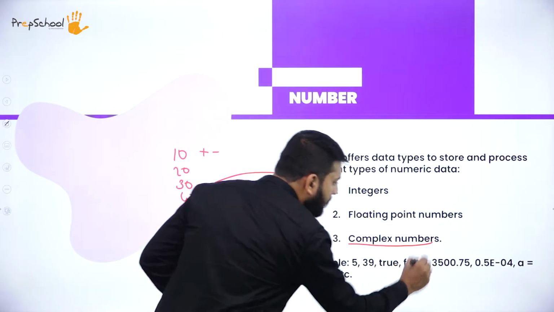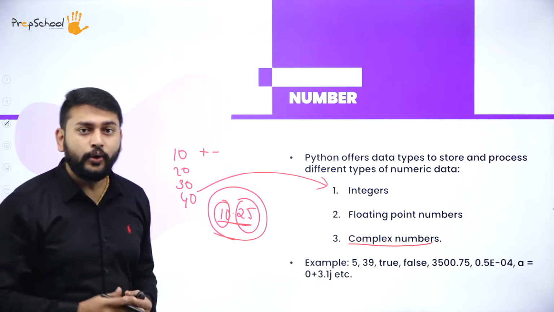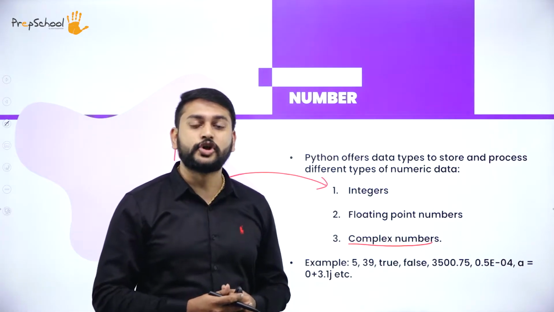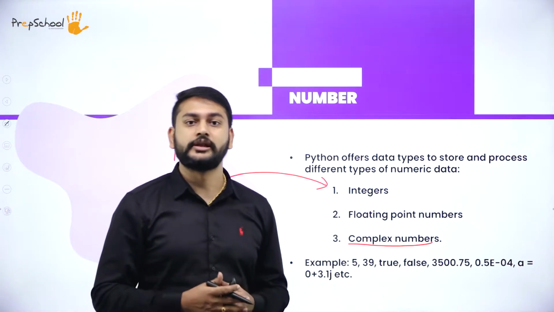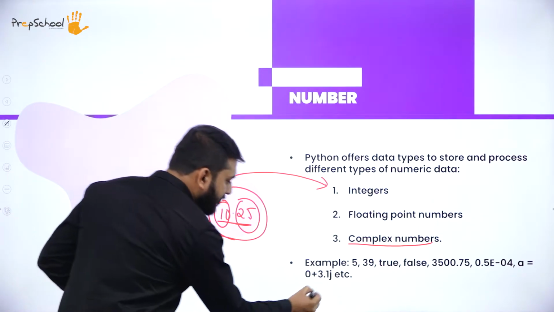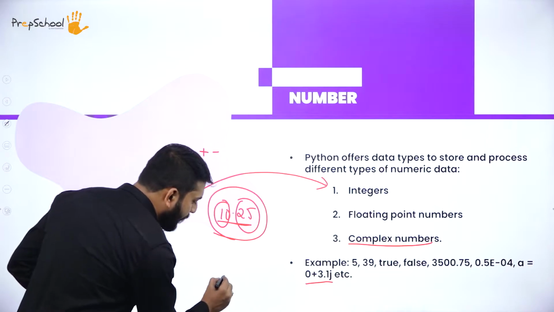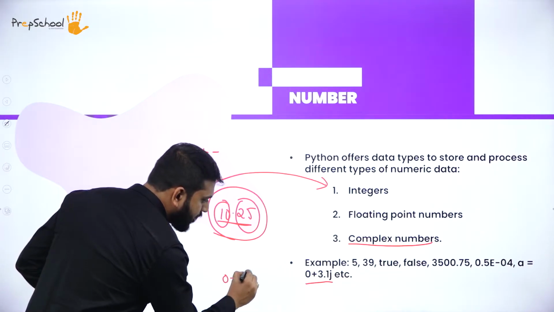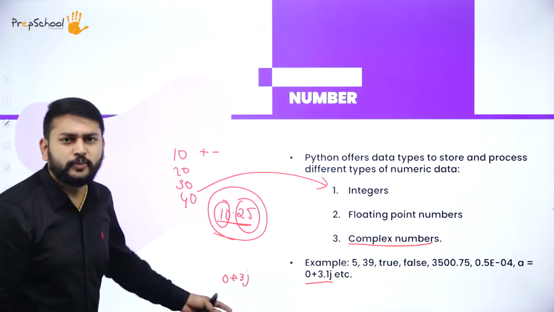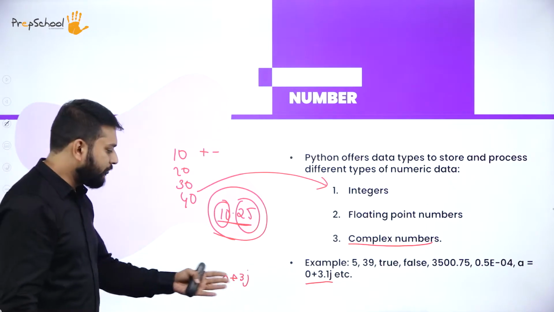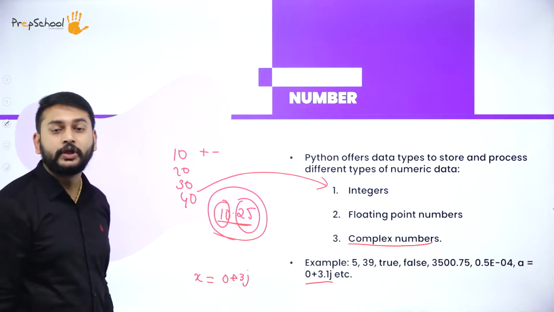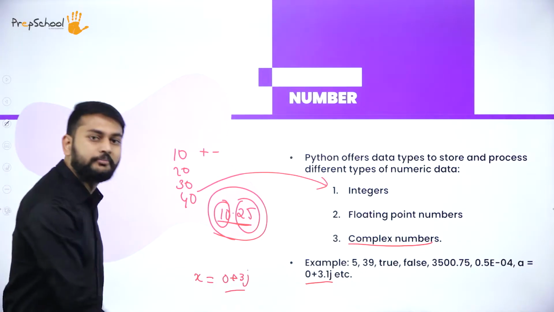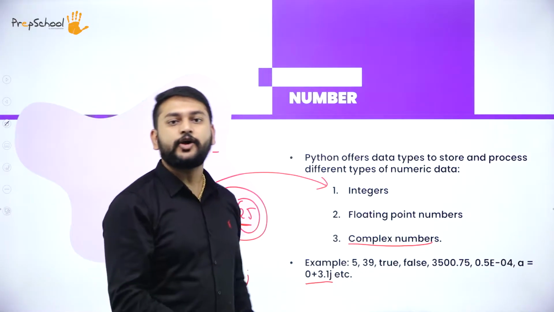I have the complex number. You all know that the complex number has got two parts: one is the real number, another one is the imaginary number. For example, I've taken 0 plus 3j, or 0 plus 3.1j, whatever number I have, and I will be storing it in the variable called x. So let us imagine this is a complex number.